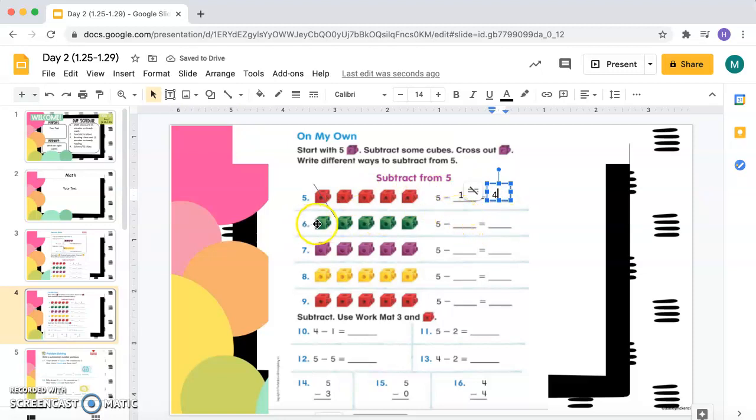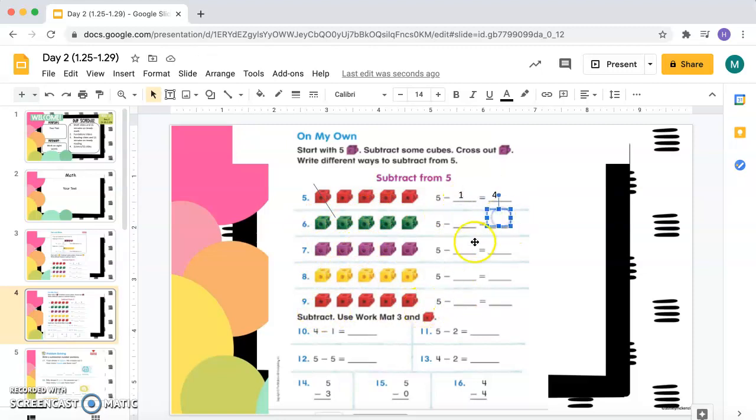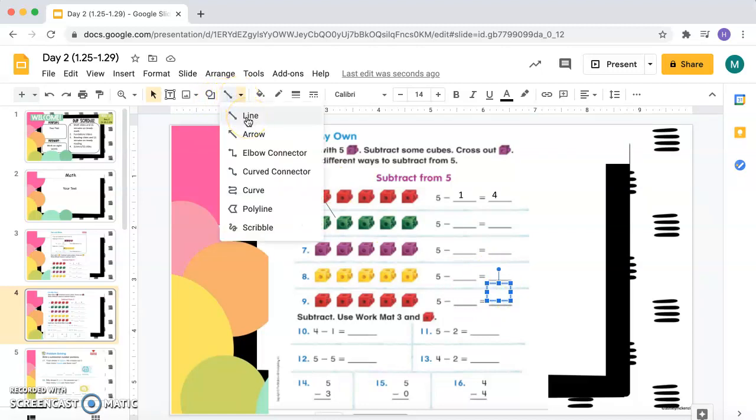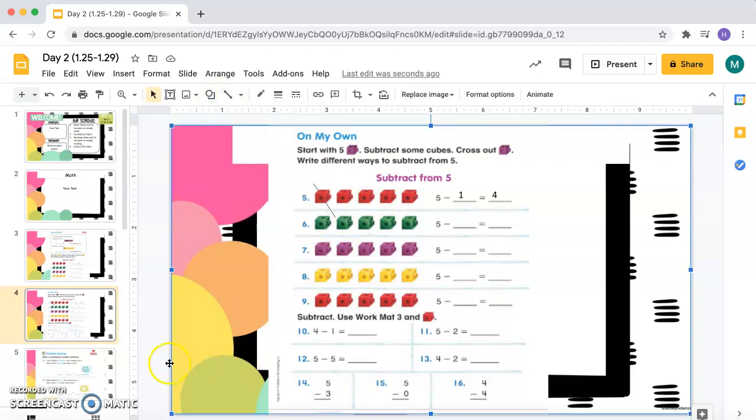So you can cross out 2, you can cross out 3, you can cross out 4, you can cross out all of them, okay? And then write your subtraction number sentence. Remember, all you have to do is click over here, and these text boxes will show up for you to write your number in. And your line, just a reminder, select a line, you just press the line right here, and that'll help you with crossing out your cubes.